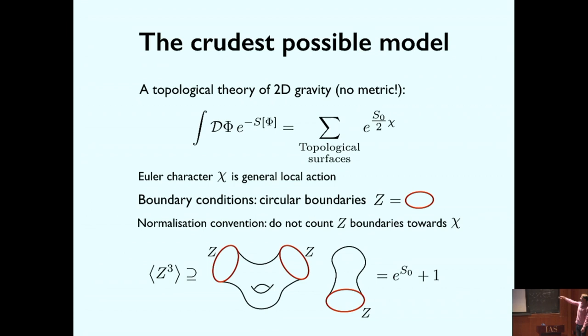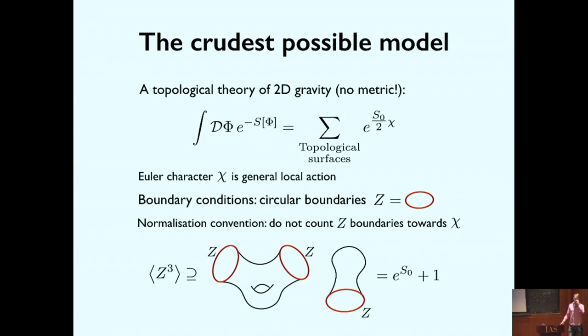which means I don't have any metric whatsoever, and my definition of my path integral is to be just a sum over topological surfaces, oriented topological surfaces. And there's an action, which is the Euler character. And that's the only local action I can write down here. Local is a bit tricky when there's no metric. Local means here that if I cut things and glue things together, then the action is invariant. And this is basically everything I can write down.